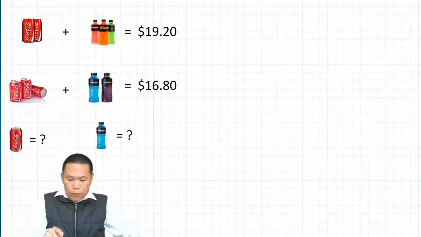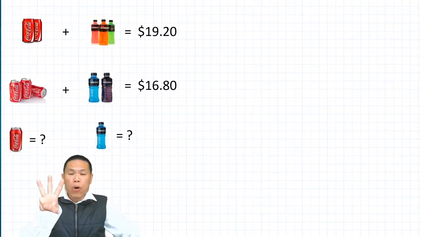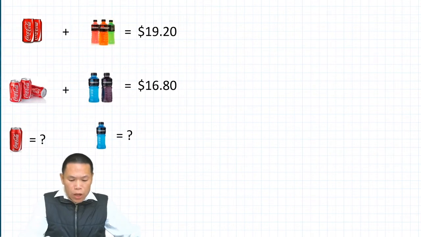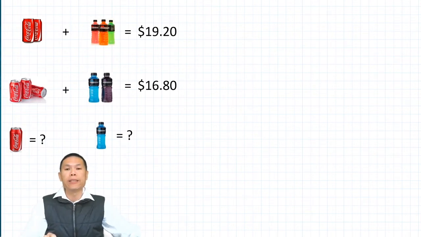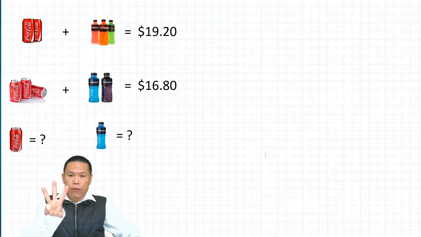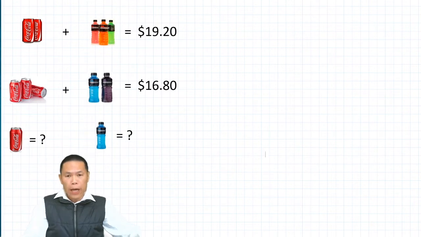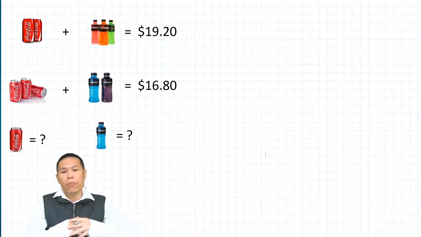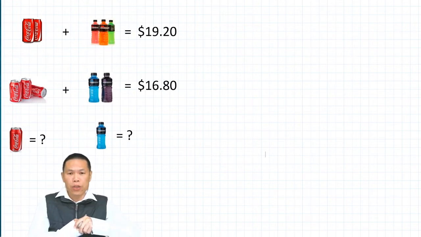Now, we have 2 cans of Coke and 3 bottles of Powerade which cost $19.20. If we have 3 cans of Coke and 2 bottles of Powerade, it costs $16.80. And we want to find out how much each item costs. To do this, we need to form simultaneous equations first, and then we're going to work it out from there.